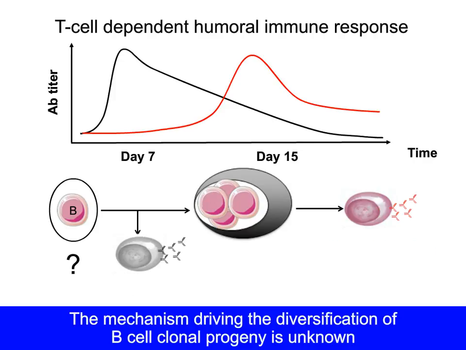An important question is to understand the mechanism driving the diversification of B-cell clonal progeny. Indeed, it's quite difficult to understand why these B cells, which are all the same, will choose to follow the germinal center pathway or the extra-germinal center pathway.